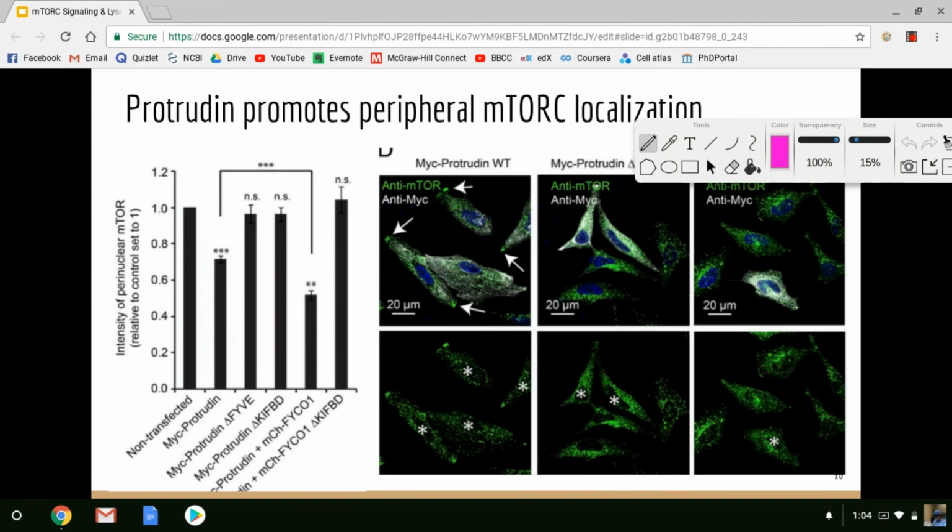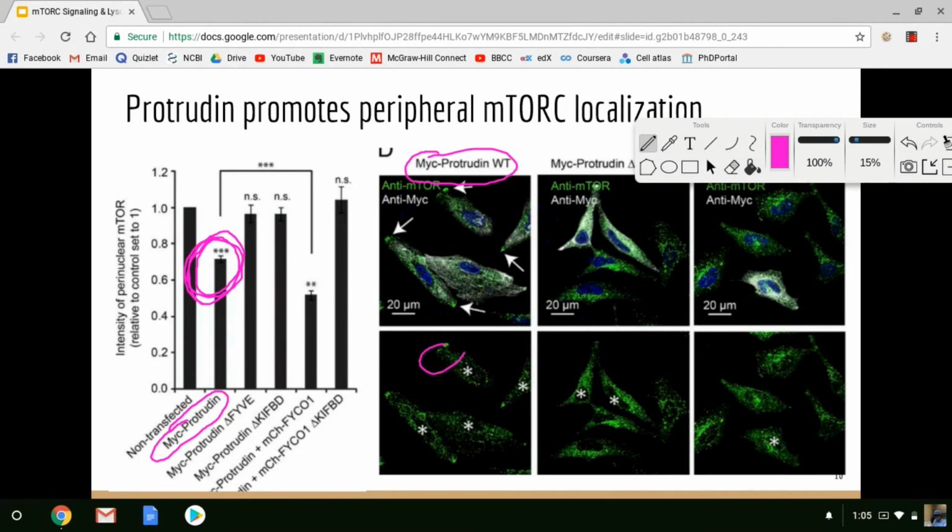Protrudin promotes peripheral mTORC localization. So protrudin was shown to bind FICO1 and lysosomes through a 5E domain. I don't have that shown here. And transfecting protrudin, as seen right here, just a very simple transfection of protrudin, significantly decreased the intensity of perinuclear mTORC. So protrudin, when it's upregulated, decreases perinuclear mTORC and promotes the movement of mTORC to the periphery of the cell. So you can see that, let's see, MYC, so this is protrudin transfection.